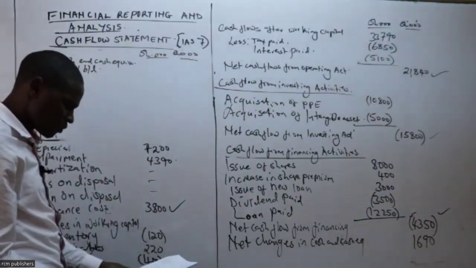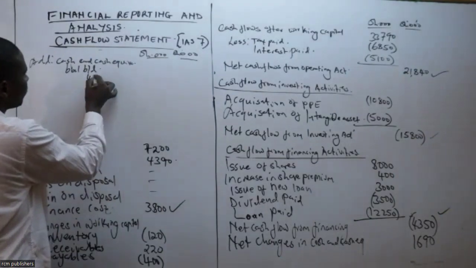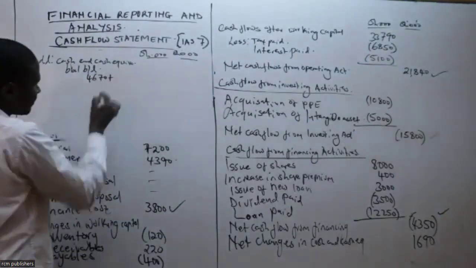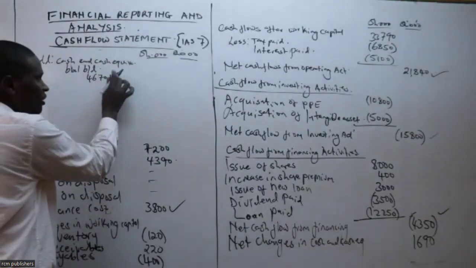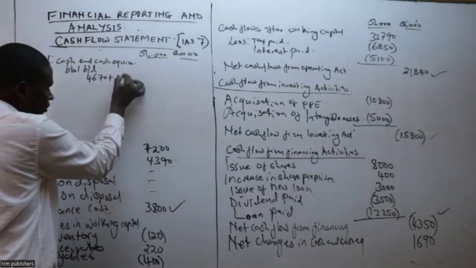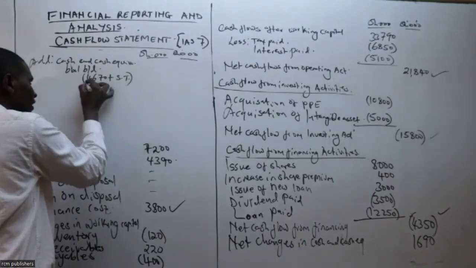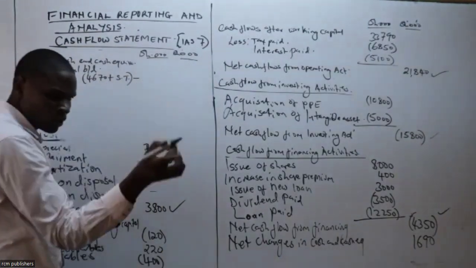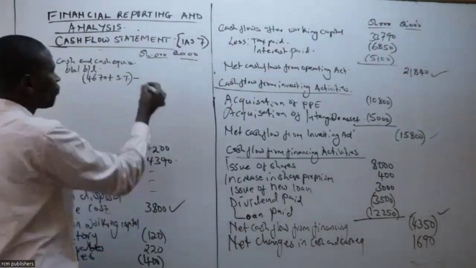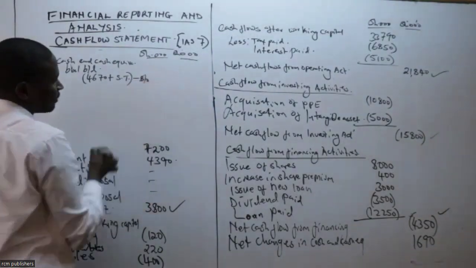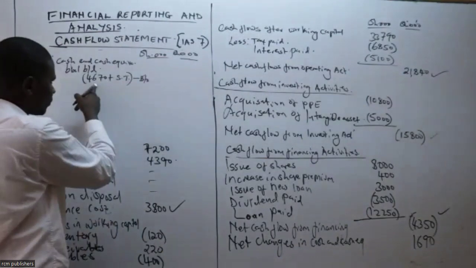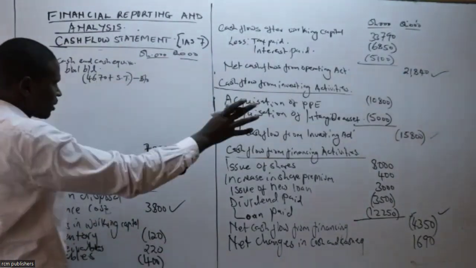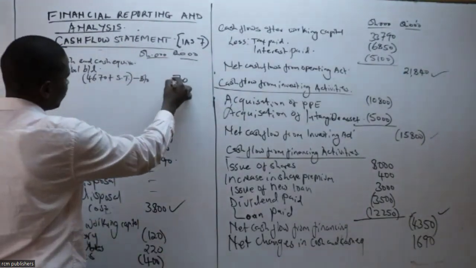For example, here we have 46.70 plus, be very keen here, plus short-term investment if it is there, whatever that you get there, you less what? Bank overdraft. Please note that. But in our case here, we have 46.70, so we don't have the other items.